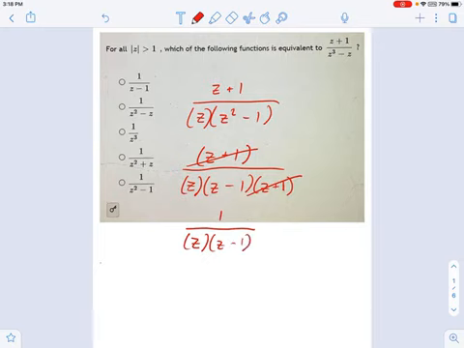Now another mistake would be to forget that this is still 1 over something. But here we go. Now this answer isn't exactly in our list either. We need to think about what's equivalent, and if you multiply this out, you'll get z squared minus z. I think that one should be in here. Where are we? There we go. 1 over z squared minus z.